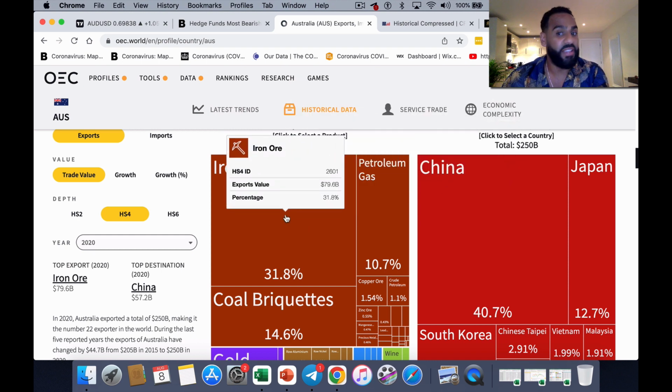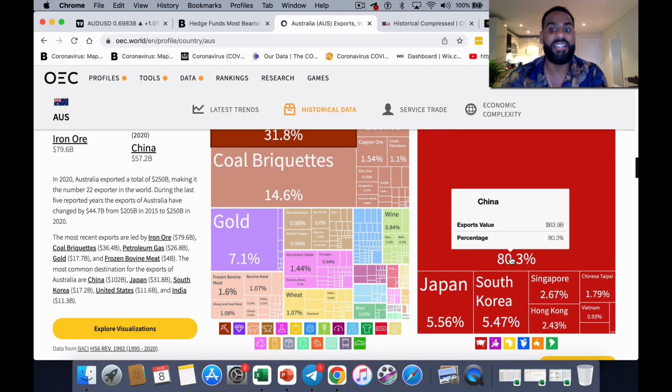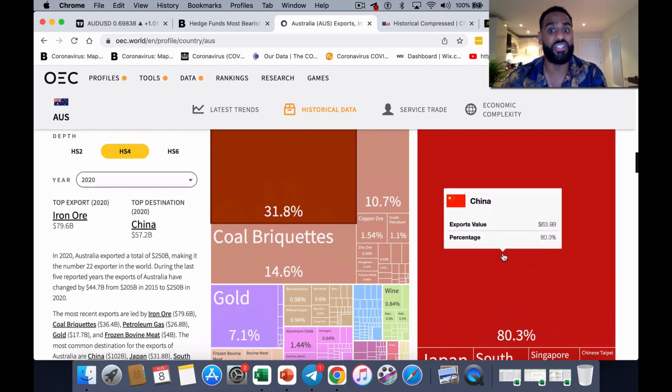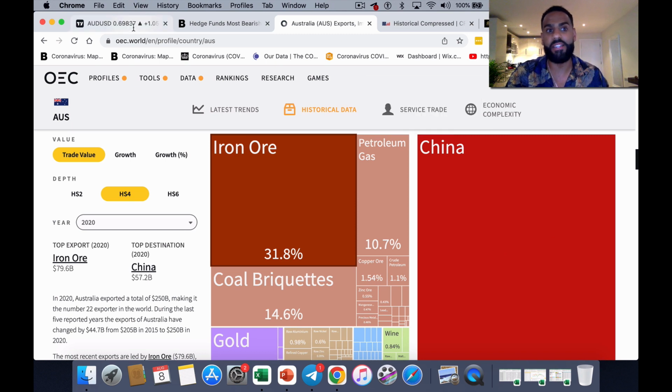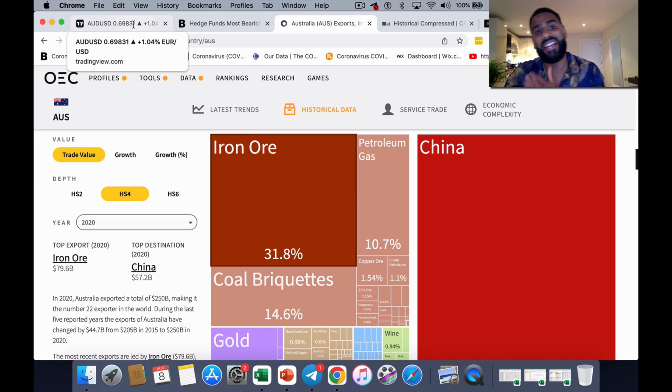Okay, where are they selling those exports to? Well, if you click on iron ore, you can see 80% of iron ore exports is going to China. Okay, and we know China's going through an economic slowdown right now because of the property crisis that they're going through at this moment in time. So I'm going to show you that every time the iron ore price plummets, you're going to see the Australian dollar plummet at exactly the same time.